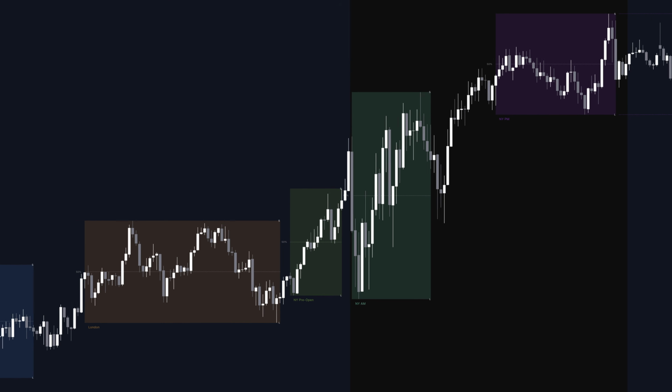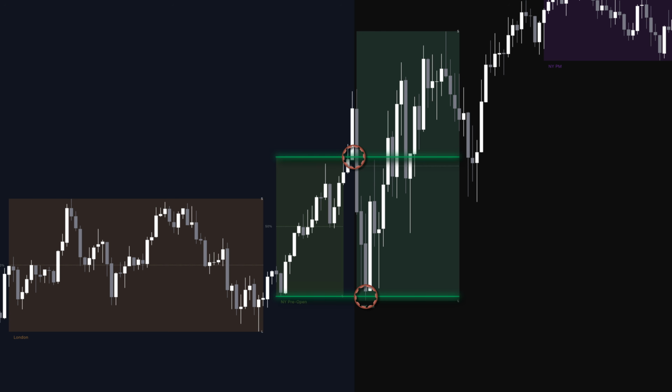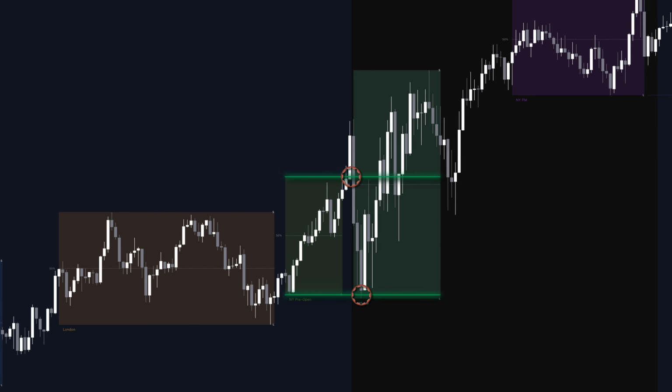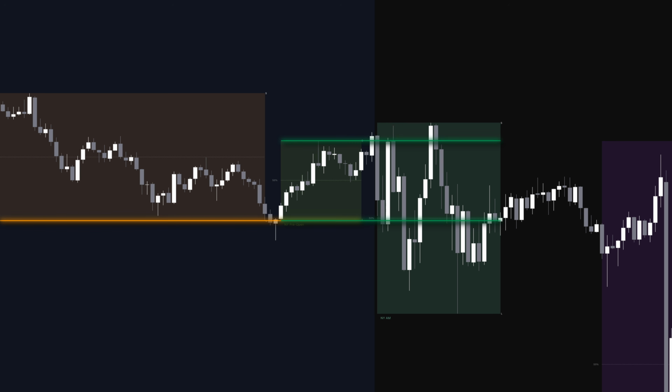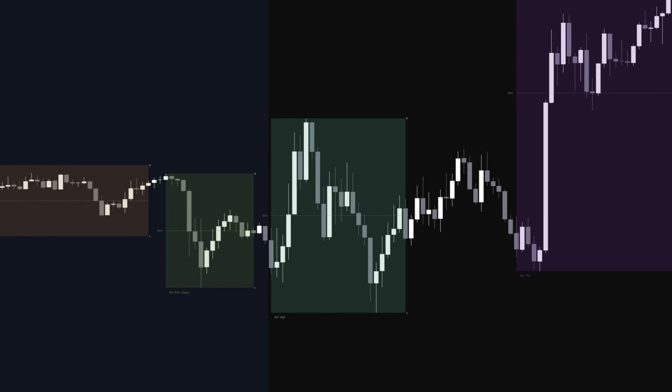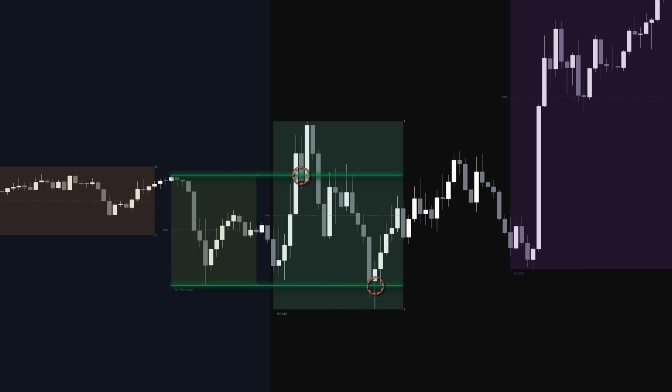Why does it happen so often? Because those session highs and lows are obvious. Everybody can see them. So the stops pile up just beyond them, and price reaches for that liquidity before it does anything real. You're not predicting a reversal out of thin air. You're sitting where the trap tends to spring.